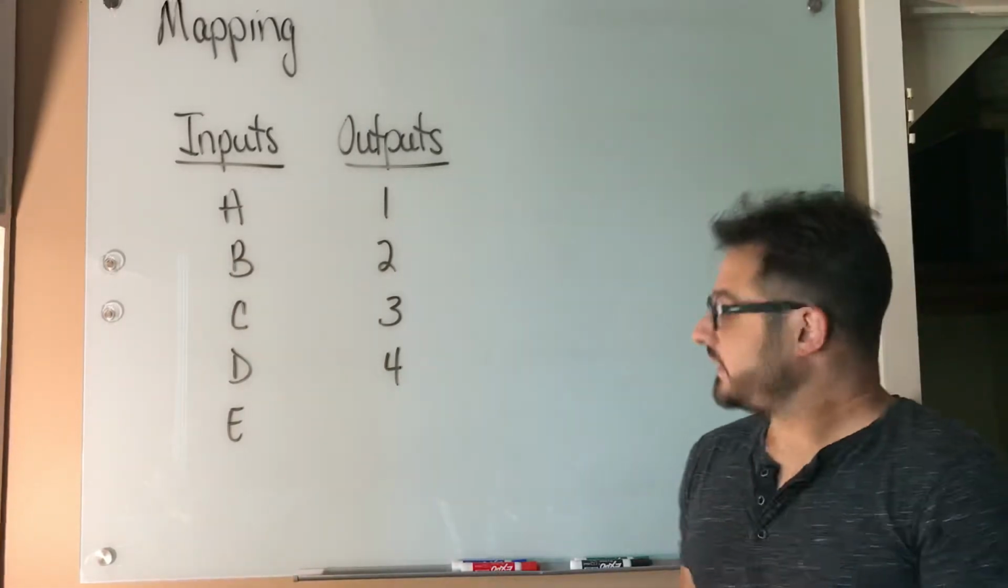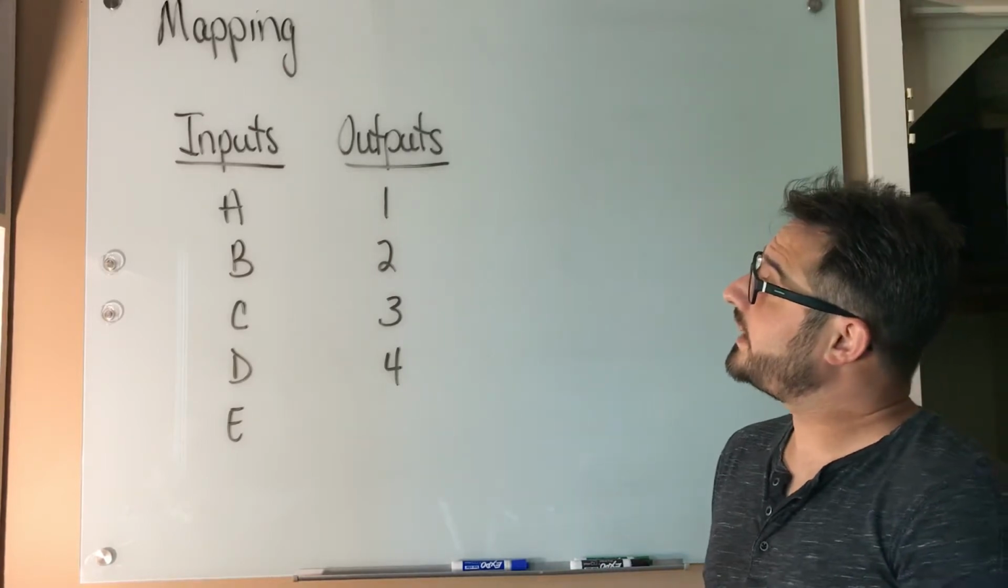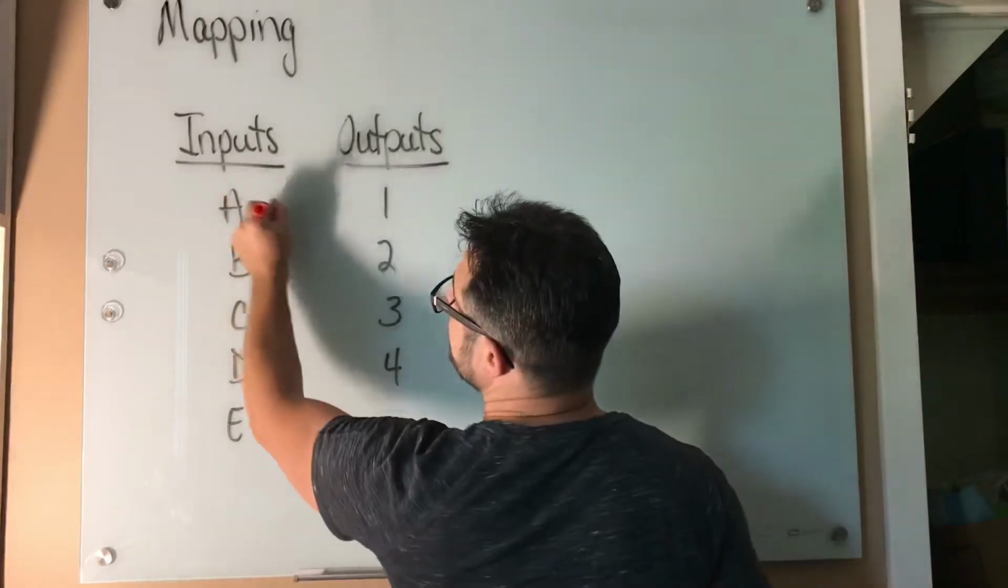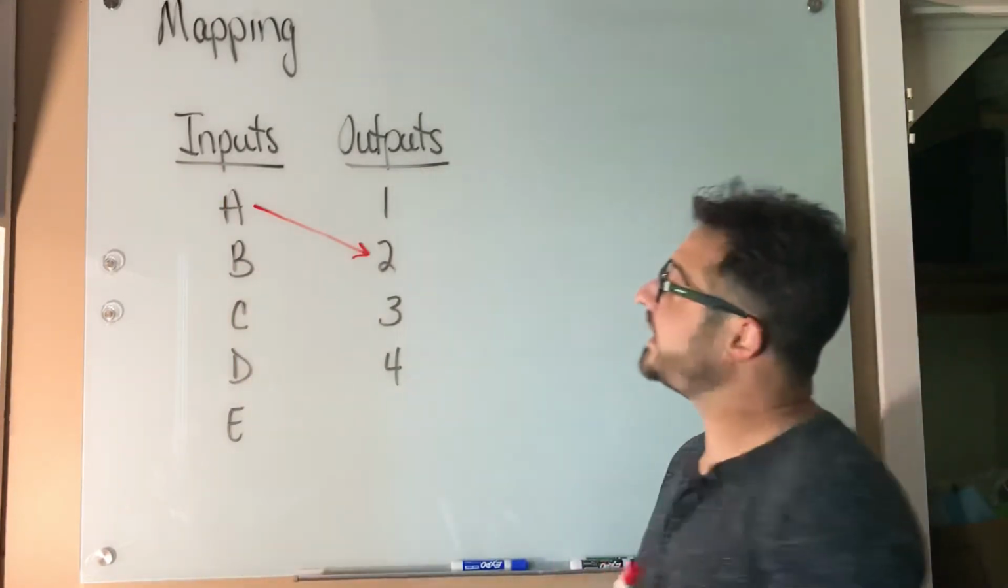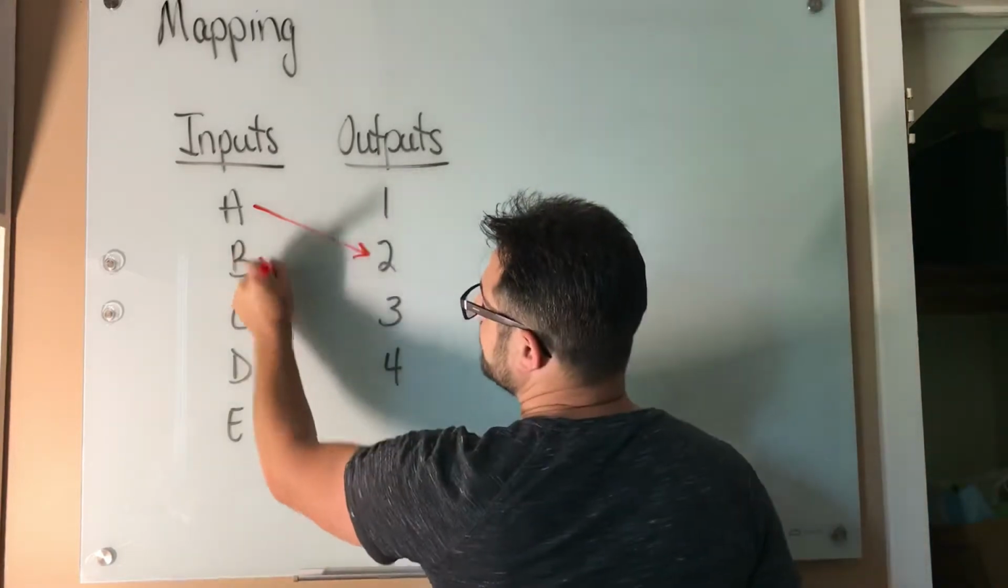And quite literally, the relationship between the input and the outputs is represented by nothing more than an arrow indicating which input produces which output. And this is done all the way down the line.